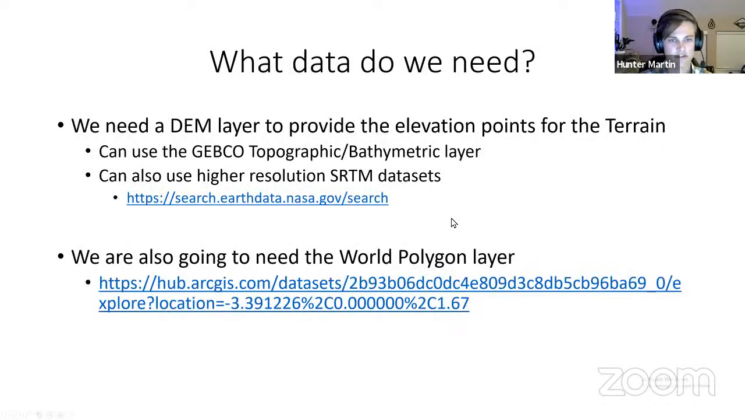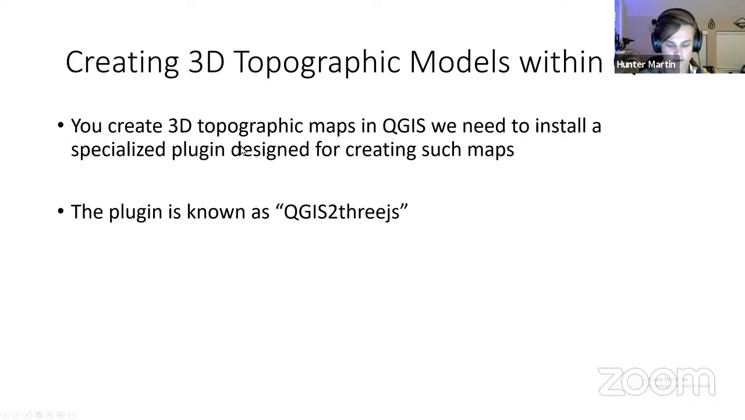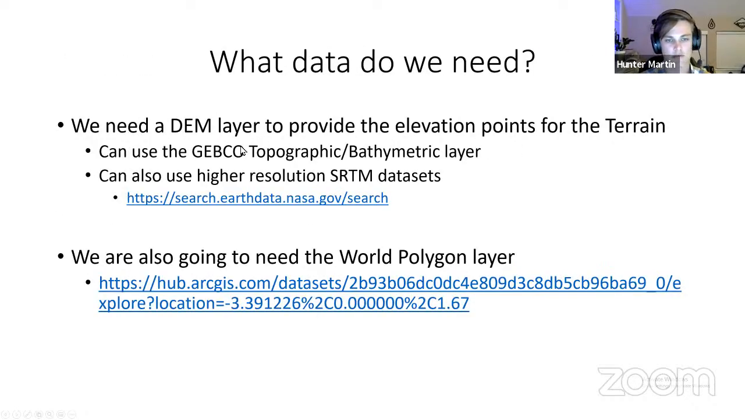We really don't need that many data sets today. We're going to start with the GEBCO layer that we've been using. Same data set there, but we're also going to later use a little bit higher resolution SRTM data, and I can show you how to get that. And then we're also going to use just a regular polygon layer so that we can make an inset location map.